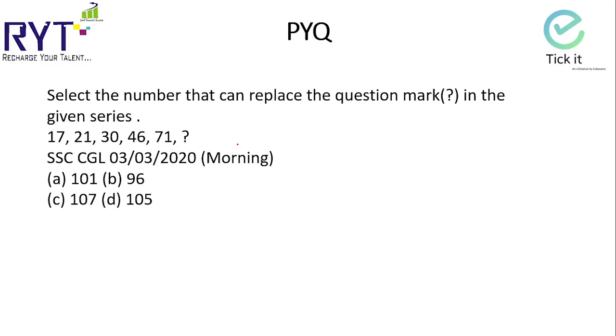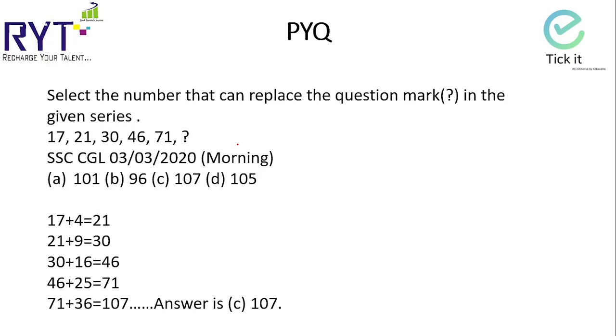Next number. 17, 21, 30, 46. If we observe the difference, 17 and 21, 4 is the difference, 9 is the difference, 16, 25. What is 4? 2 square is 4. 3 square is 9. 4 square is 16. 5 square is 25. Next it should be 6 square. 6 square means 36. So if you add 71 plus 36, we get 107.